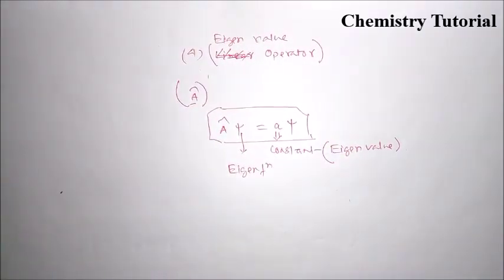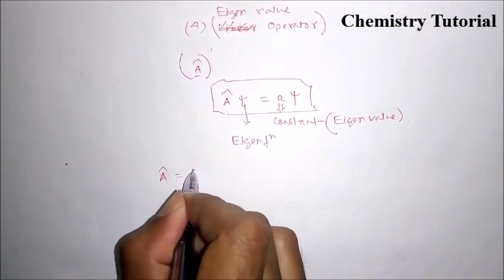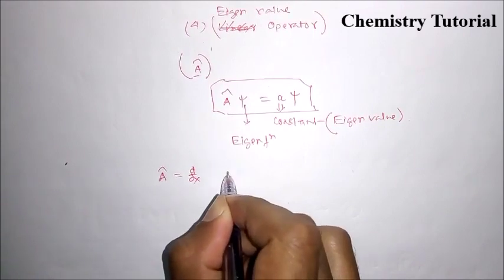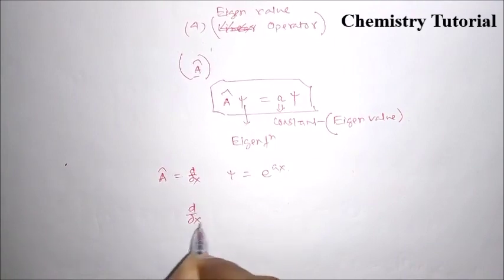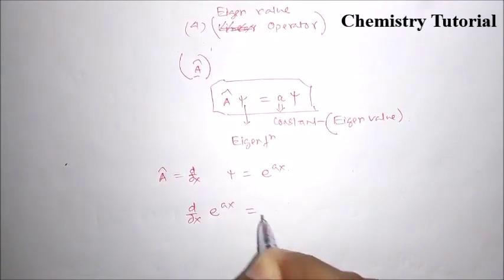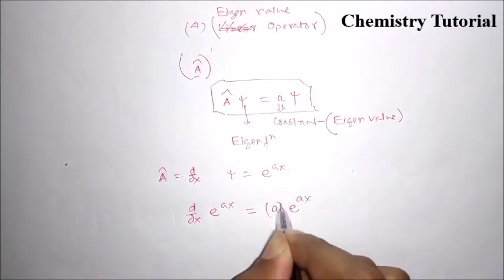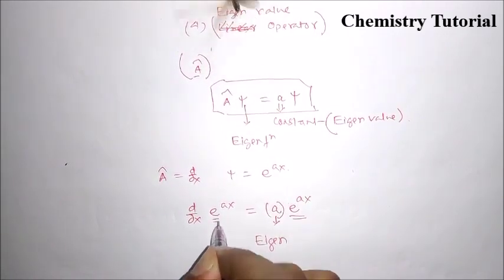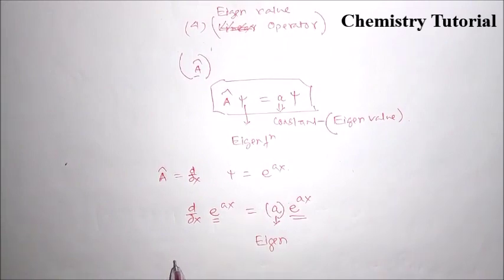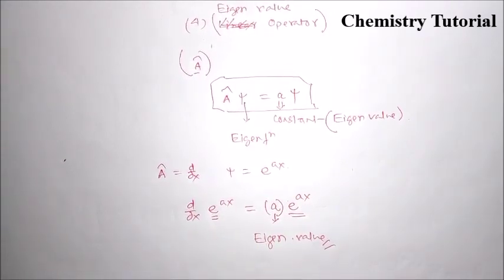You can easily understand this equation if we take an example. Suppose we have the operator d/dx and the function psi is e to the power ax. If this operator operates on this function, what will we have? We'll get a times e to the power ax. This constant a is the eigenvalue, and it gives the same function as on the left hand side. Such operators are known as eigenvalue operators.